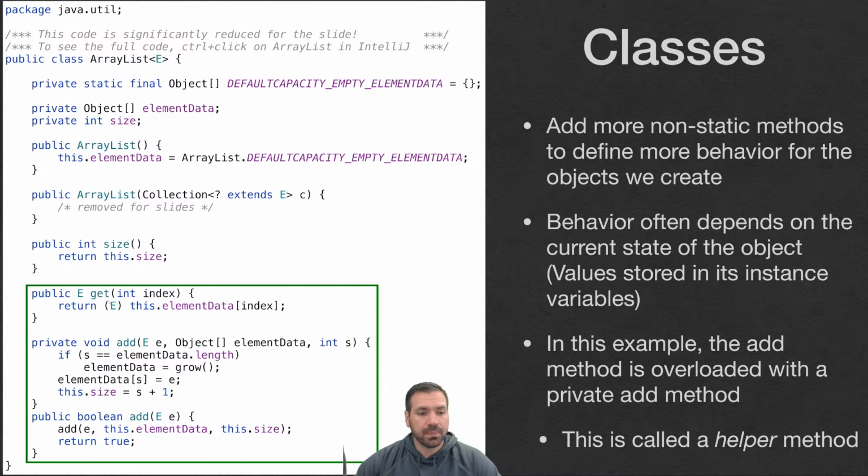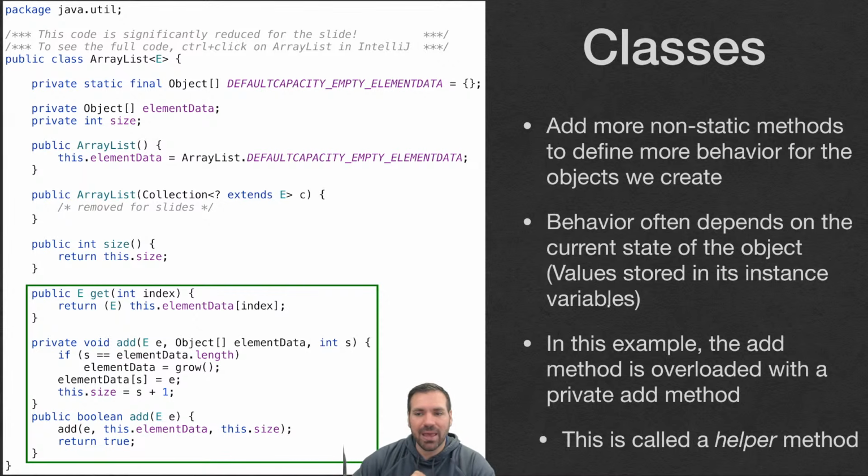So the get method is going to access that variable and then do some extra stuff. We don't have to worry about the type parameter stuff at this point, but it's going to return the value at that index. And the add method is going to do a bunch of stuff. And there are two add methods. This is overloaded. They have different parameter lists, so that's fine.